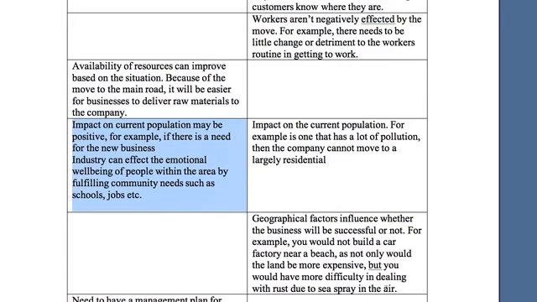Geographical factors can influence whether the company is successful or not. For example, you would not build a car factory near a beach. Likelihood is that the land is going to be a lot more expensive in that area because it's more in demand. But then also you have more difficulty in dealing with things like rust because you get sea spray in the air. That's salt water that goes through the air, and that would then be a detriment to the metals in the car factory.